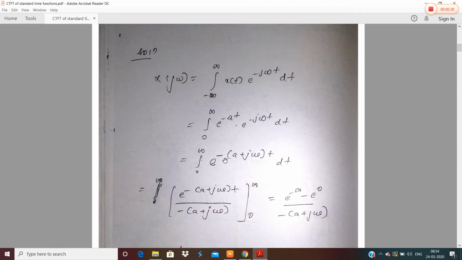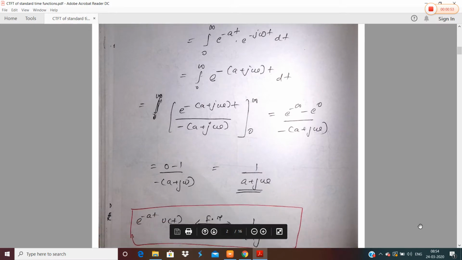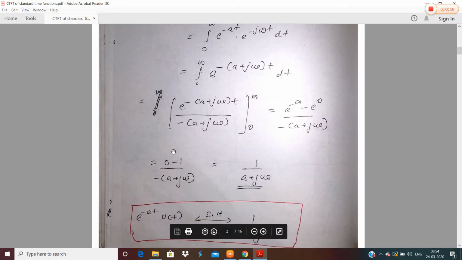On integrating, you will get it of the form e raised to minus a plus j omega t by minus a plus j omega. You take the minus sign outside and you apply the limit: e raised to minus infinity minus e raised to 0, by minus a plus j omega. E raised to minus infinity is equal to 0 and e raised to 0 is 1. Hence, we get it of the form minus 1 by minus a plus j omega, which gives the value 1 by a plus j omega.